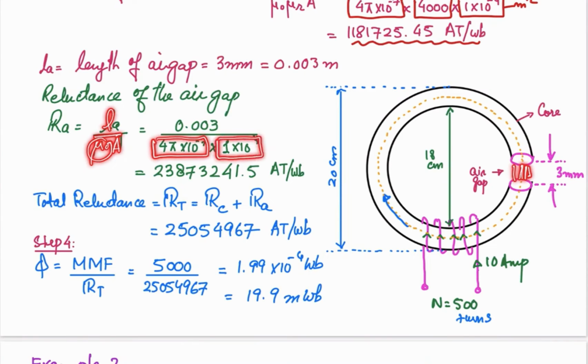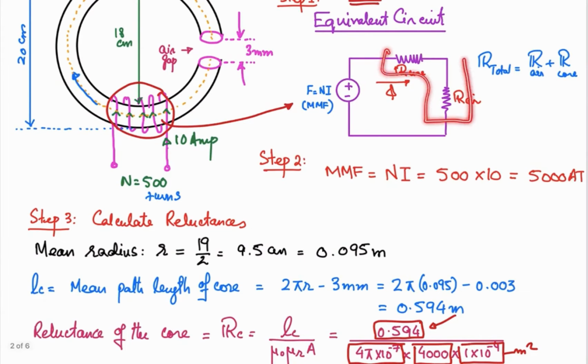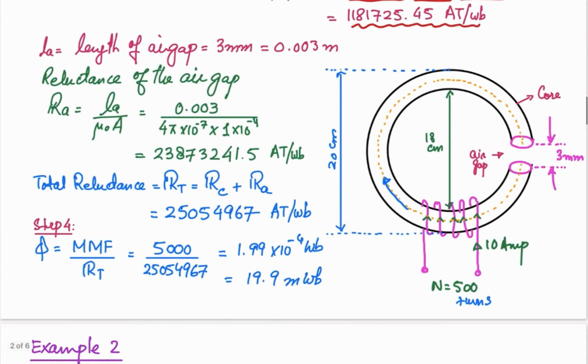Cross sectional area is the same because we are neglecting the fringing effect. The length, that is 3 mm, is equivalent to 0.003 meter. So we have calculated the reluctance. Now from the equivalent circuit that we discussed over here, these two are in series, so the total reluctance will be the sum of these two. So we are going to take the sum of these reluctances, core reluctance and the air reluctance.